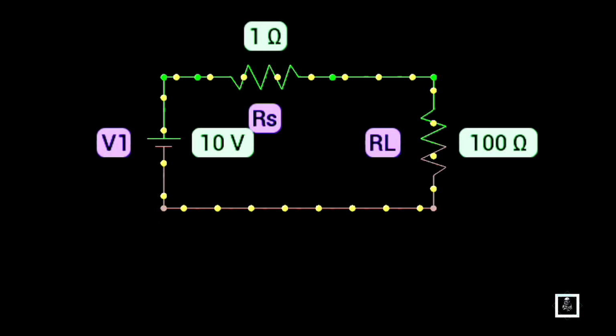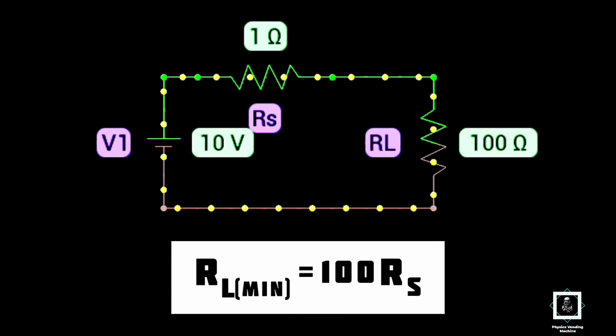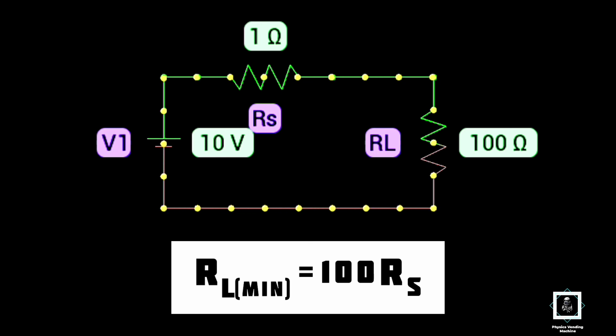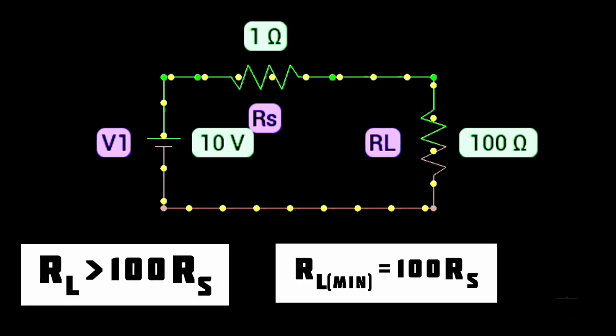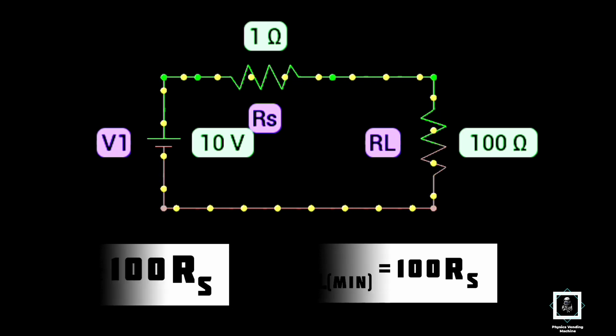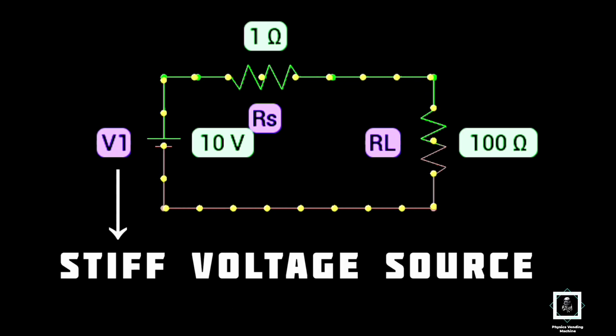This condition also shows that the minimum load resistance for a stiff voltage source is equal to 100 times the source resistance. So basically, as long as the value of the load resistance is greater than or equal to 100 times the source resistance, the source is called a stiff voltage source and one can easily ignore the source resistance.